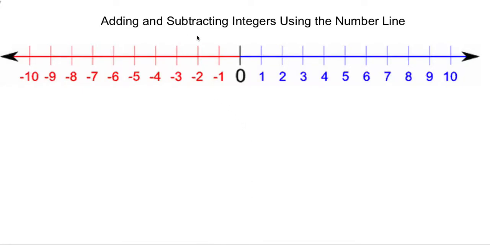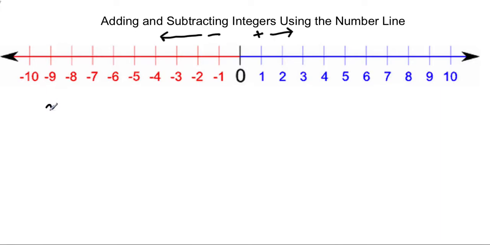This is a lesson on adding and subtracting integers using a number line, and this is our number line. Remember, when you are adding and subtracting using a number line, when you're adding a positive integer, you always go to the right of the number line, and when you're adding a negative integer, you always go to the left of the number line. So let's take a look at an example and see how this works.